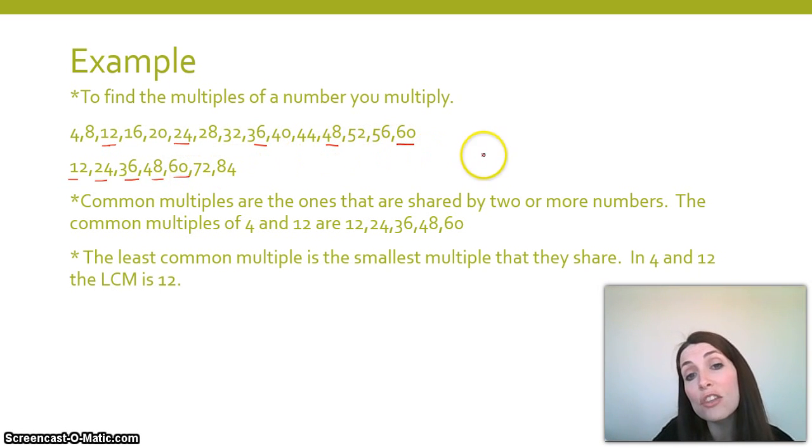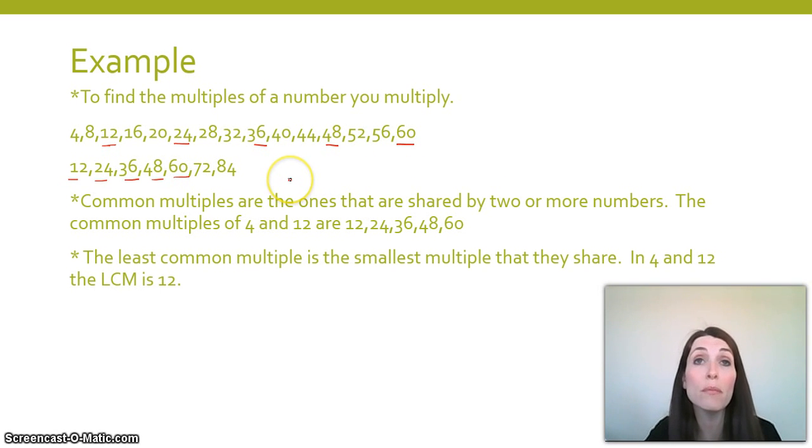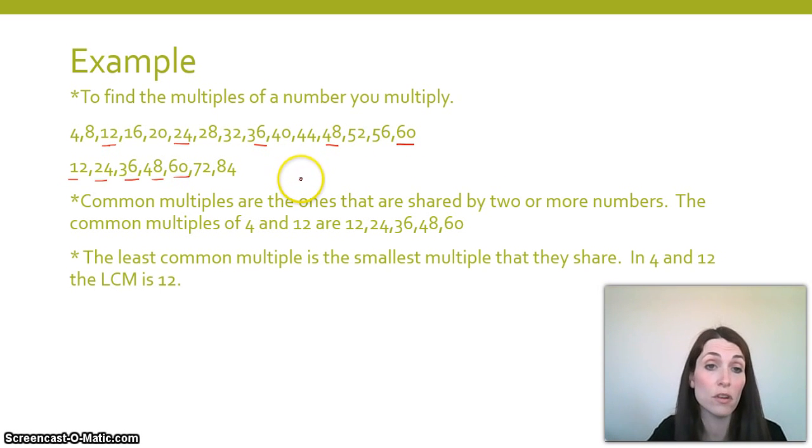And if I continue to multiply both of these out, they will probably share other numbers. They probably have more common multiples than this. But in this instance, we just found the first 5. So common multiples of 4 and 12 are 12, 24, 36, 48, and 60. Now when we're looking at least common multiple, this means the smallest multiple that they share. So in this instance, that would be 12.